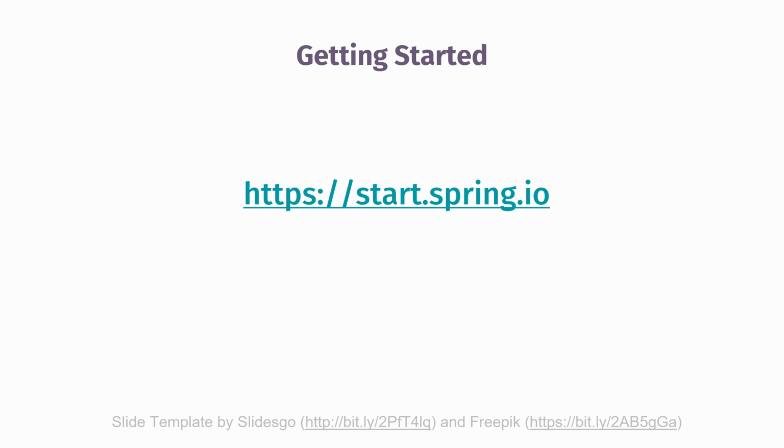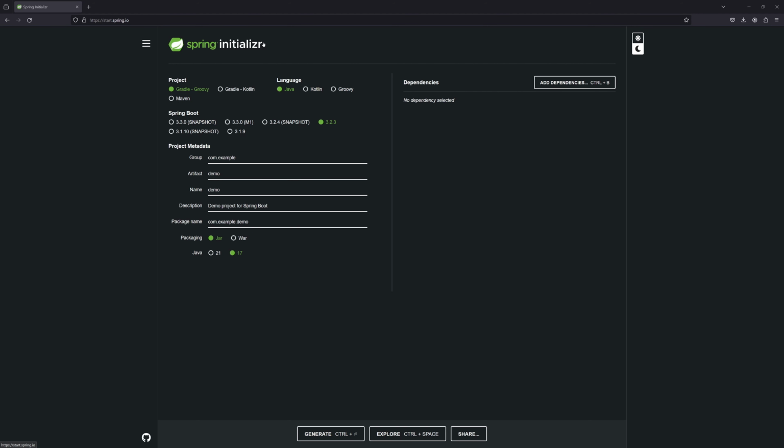The first step is to visit start.spring.io. So here we are in the Spring Initializr at start.spring.io. First thing you want to do is choose the type of project you want. I'm going to go with Maven, and I'm going to use the Kotlin language. For Spring Boot, I'm going to use the latest release version, which is currently 3.2.3. For the metadata, I'm just going to keep all the defaults here as it's only for a demo. I want to use Java 21 though.